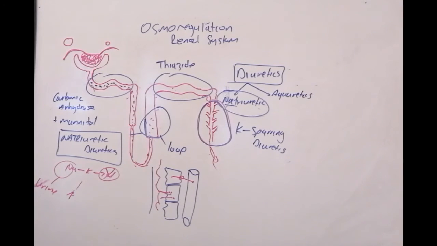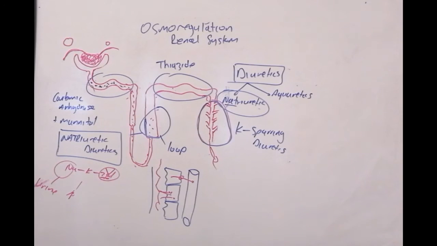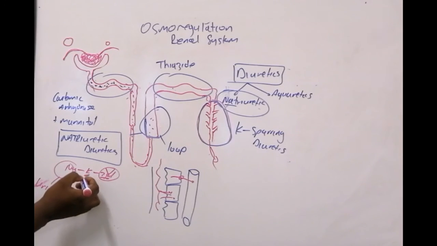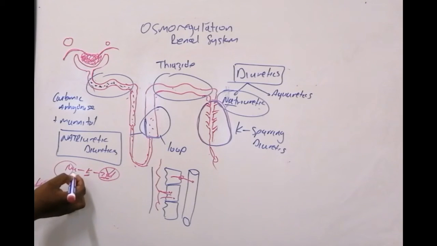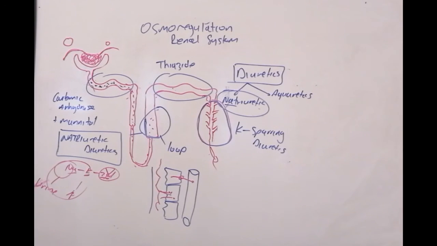That is why loop diuretics are called potassium wasting, because if you have blocked this chloride location where it binds, it means you won't absorb potassium, you won't absorb sodium. So all of these will form part of the urine. So this is why loop diuretics are called potassium wasting.